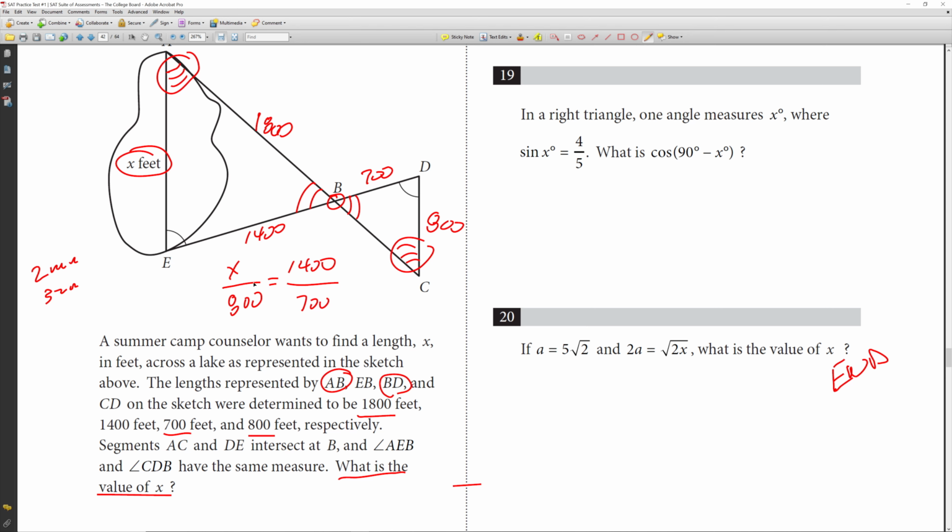So as a result, we need to cross multiply and get our answer. So this is really 2x is equal to 1600 feet. That was one-handed. Question 18.